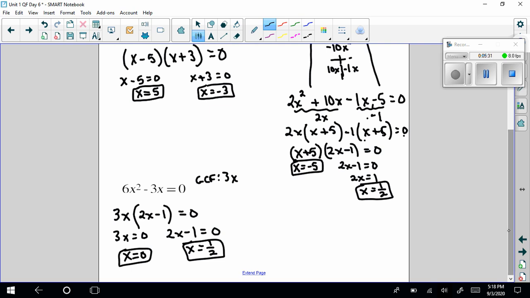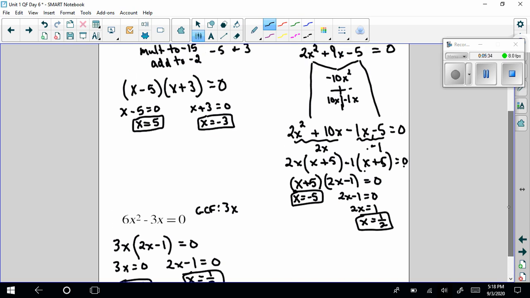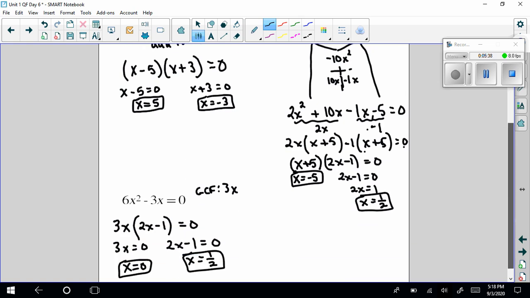So the main thing you need to understand about this is you've got to recognize the quadratic that's given to you and use the easiest way possible to solve.